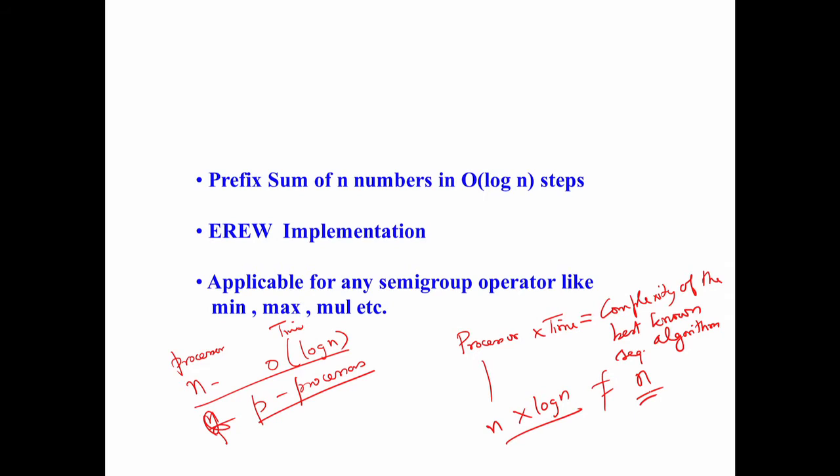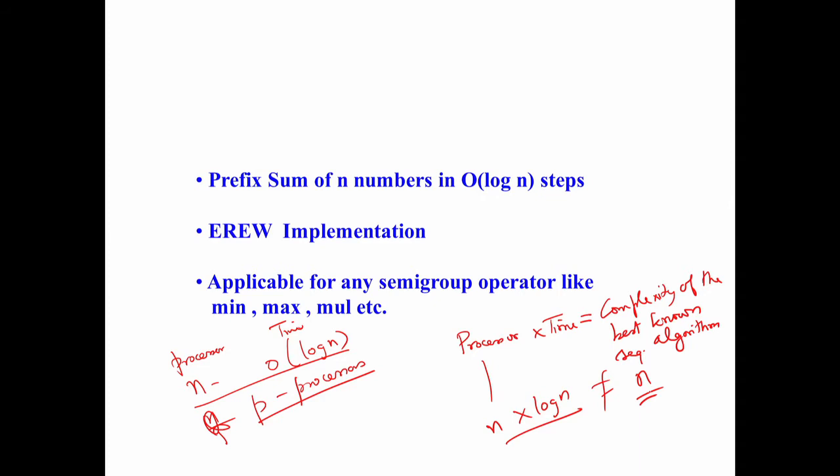So what is an optimal parallel algorithm? An optimal parallel algorithm is one in which the processor into time product is equal to the complexity of the best known sequential algorithm. That means you have equally split the workload among the different processes. That's what it means, right? If this particular condition is satisfied, then I have equally split the workload across different processes.